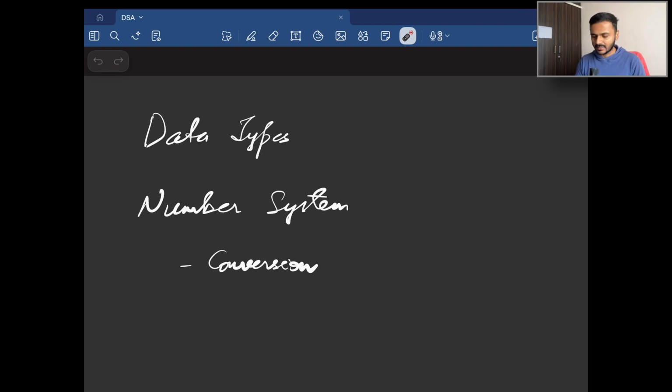Another topic that we had discussed was number systems. And we got to know that there are 4 number systems: the binary number system, the decimal number system, the octal number system, and the hexadecimal number system. And we had discussed how we can convert a number in one number system to another number system.